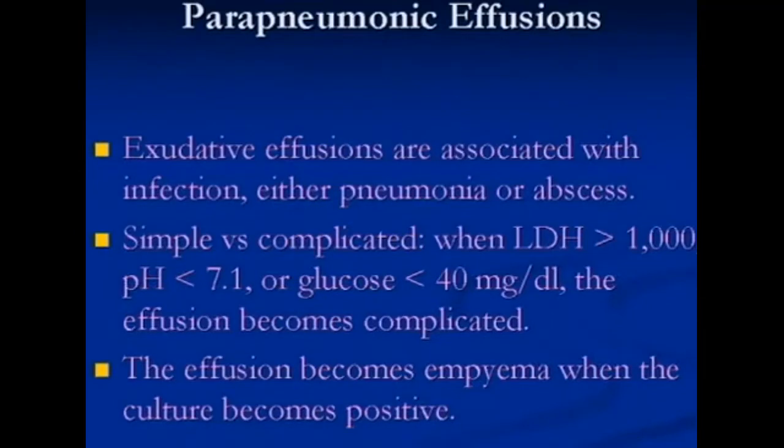Now, let's talk about the evolution of empyema. Parapneumonic effusions are effusions associated with infection, be it pneumonia or abscess. They can be simple or complicated. They become complicated when the LDH becomes greater than 1,000, the pH is less than 7.1, or the glucose drops to lower than 40. That's because the bugs are growing in the pleural space. The effusion becomes an empyema by definition when the culture is positive.